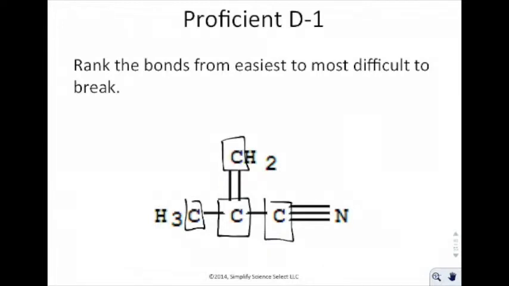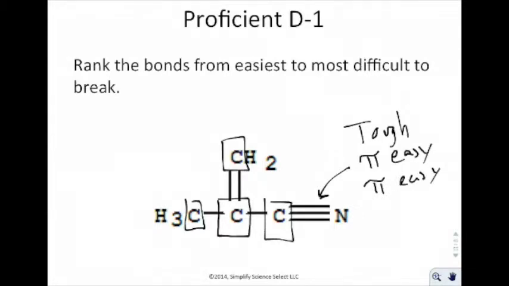So if we're looking at this based purely on what we know, we're going to predict, first of all, that the toughest one to break is going to be this one. The reason why is the first pi bond is easy. The second pi bond is easy. But the third, the sigma bond, is going to be tough. Because of that, I've got 3 bonds that I've got to break in order to break this.